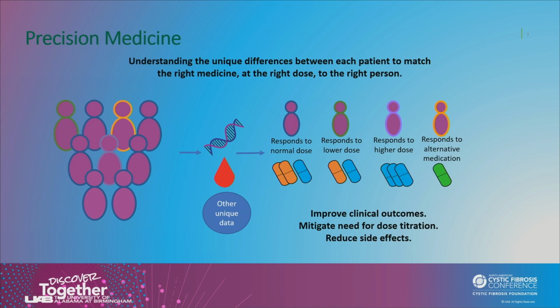For modulators, we don't really do that very much right now. We primarily focus on the CFTR modulator or CFTR genotype to determine the modulator, but we don't do a lot of this other stuff, or at least we don't have a lot of data for doing it as yet.